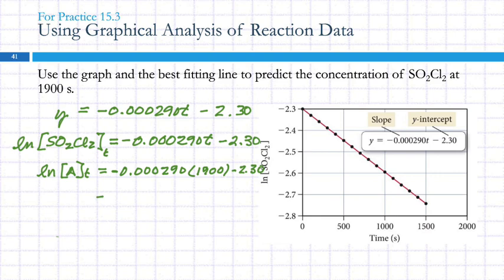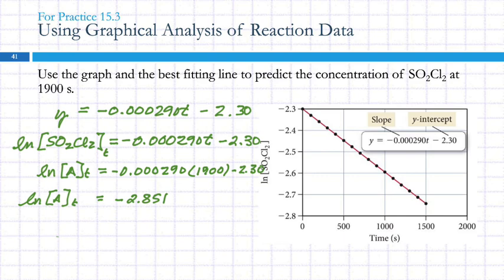Okay, so I'm getting negative 2.851. Anybody confirm that? Yes, you got that. Okay, perfect.